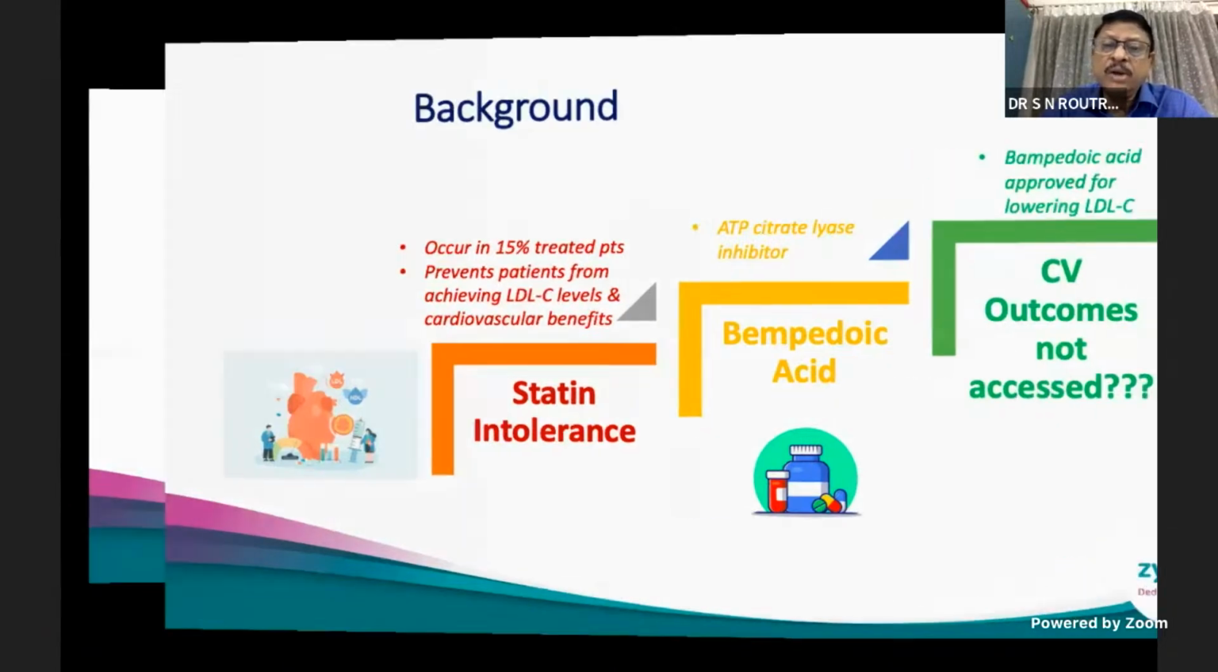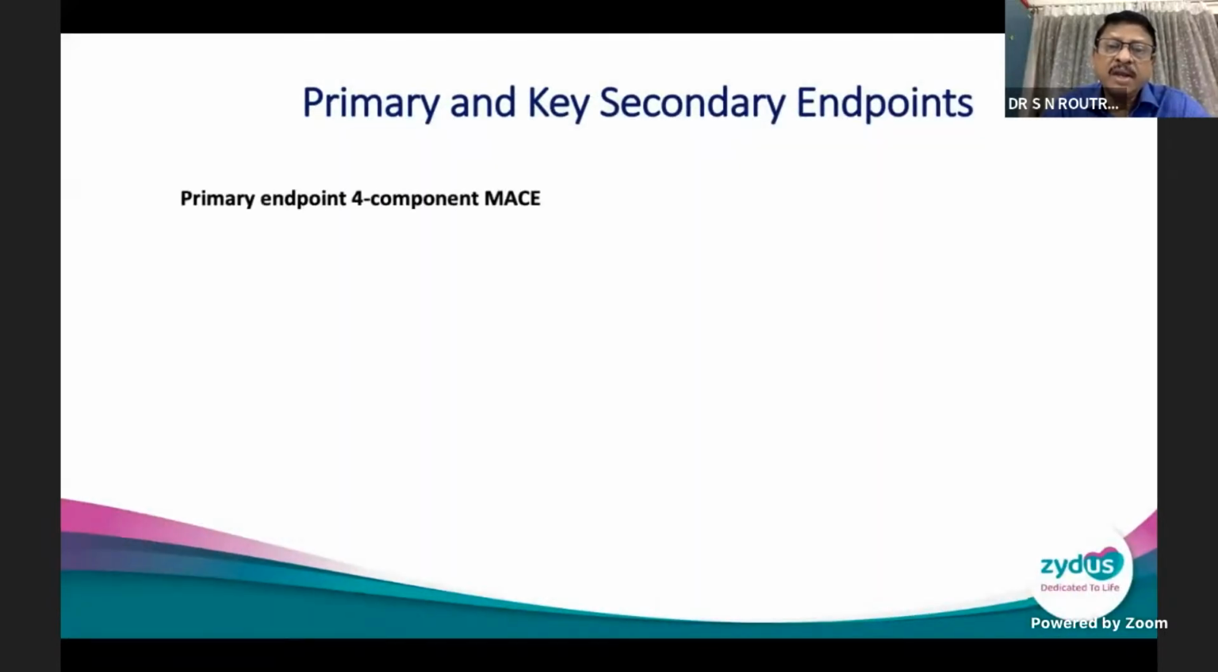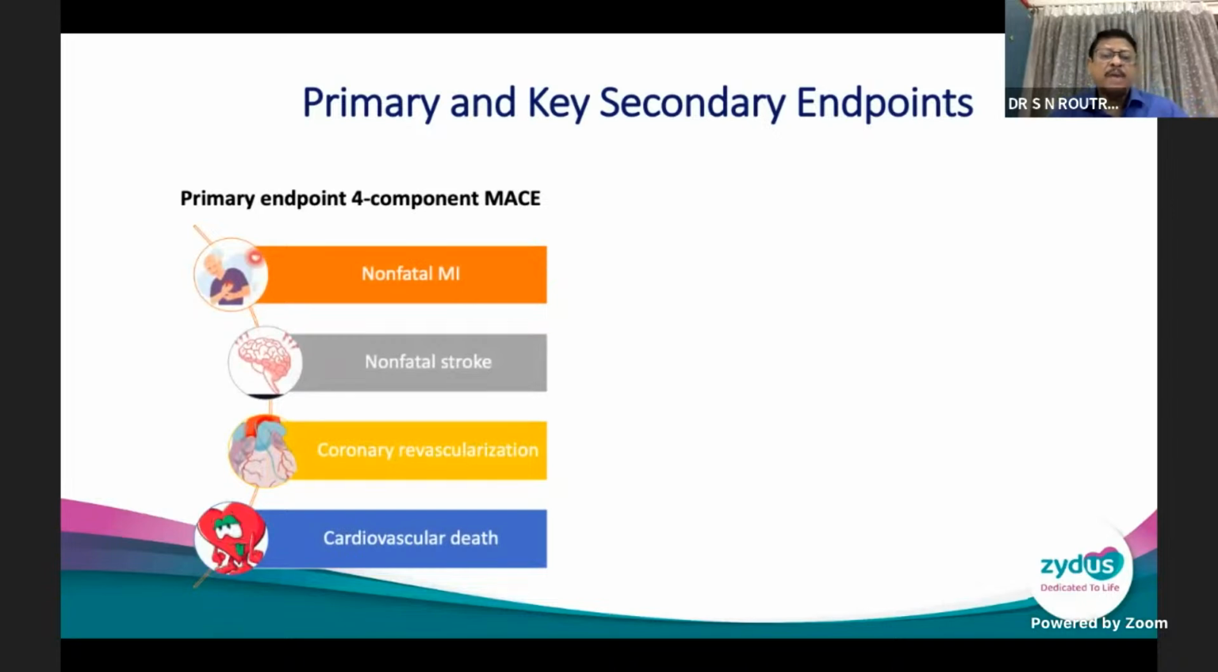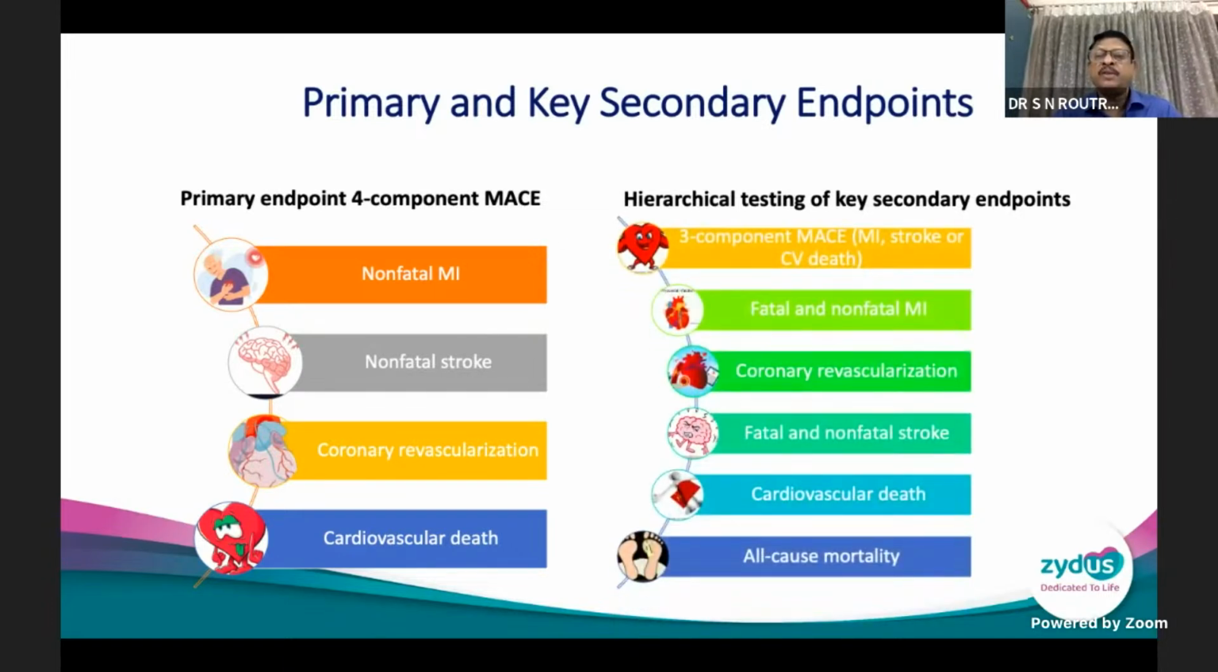These are the primary and secondary key endpoints, as we discussed. The primary key endpoint is 4-point MACE: cardiovascular death, non-fatal MI, non-fatal stroke, and coronary revascularization. And the secondary endpoints were assessed by hierarchical testing. Here, 3-component MACE is MI, stroke, or CV death; coronary revascularization is not there. Others are fatal and non-fatal MI, coronary revascularization, CV death, and all-cause mortality. These were taken separately as separate parameters, and accordingly the patients were assessed.